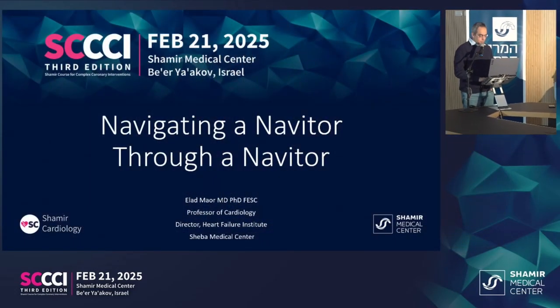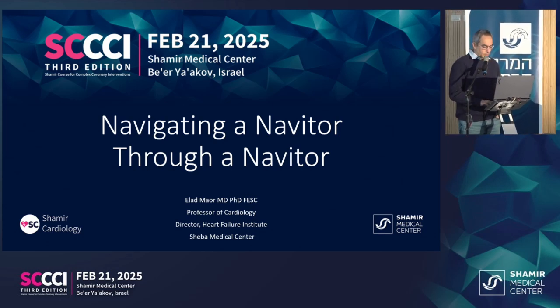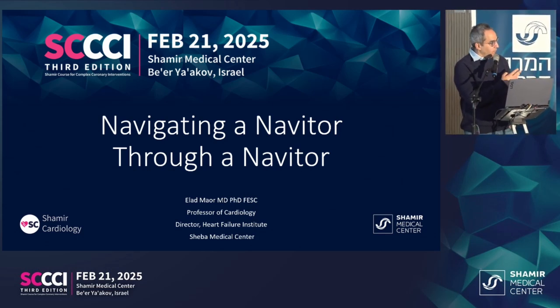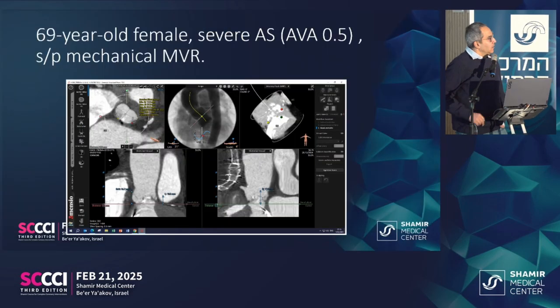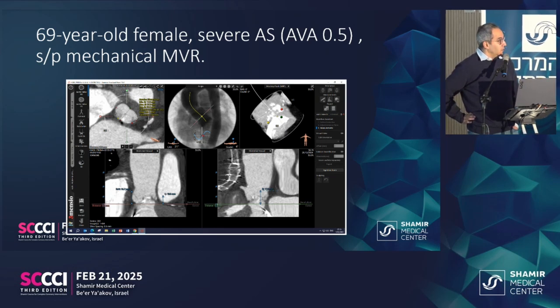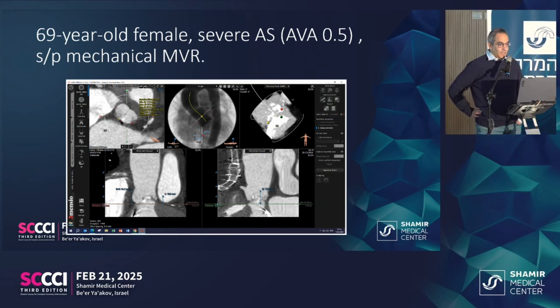So we'll just go directly to the case. From the title, you understand what will happen here, but let's go step by step. So I present you a 69-year-old female with severe AS, aortic valve area of 0.5. Here you can see the anatomy. Very important, she's after a mechanical MVR because of rheumatic heart disease. So following discussion with surgeons, even though she's relatively young, it's a redo. So the decision was to go with the TAVI.